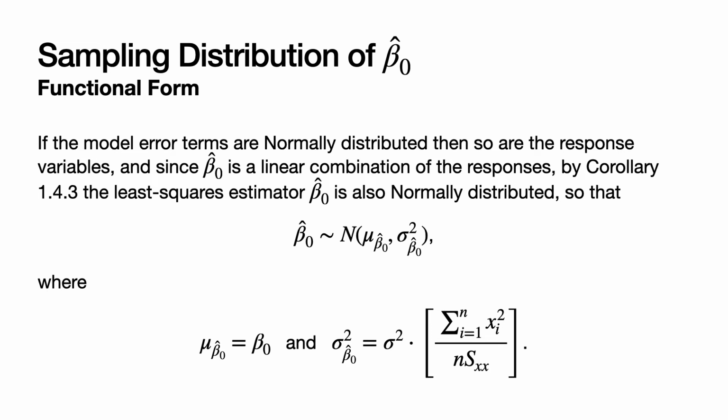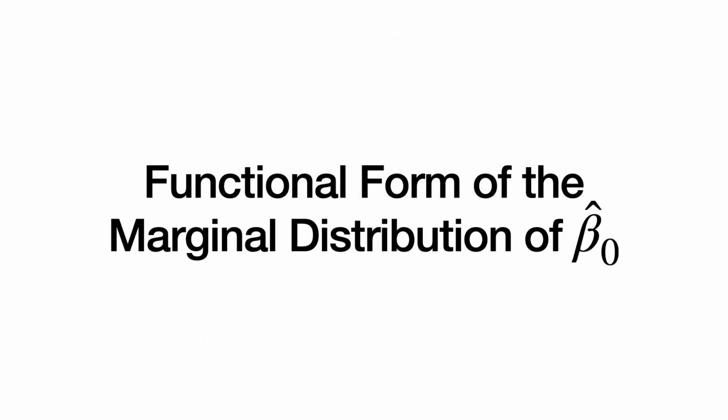If the model error terms are normally distributed, then so are the response variables. And since beta 0 hat is a linear combination of the responses, by corollary 1.4.3, the least squares estimator, beta 0 hat, is also normally distributed, and it has a mean of beta 0 and a variance of, again, sigma squared times the uncorrected sum of the squares of the x's divided by n times the corrected sum of squares of the x's. With that information, we can actually find the functional form of the marginal distribution of beta 0 hat.